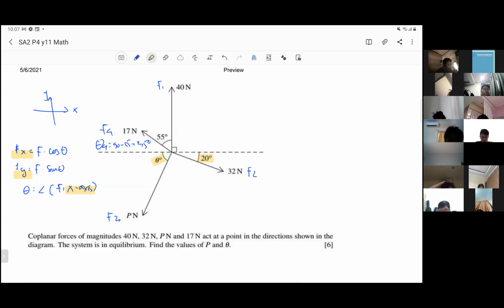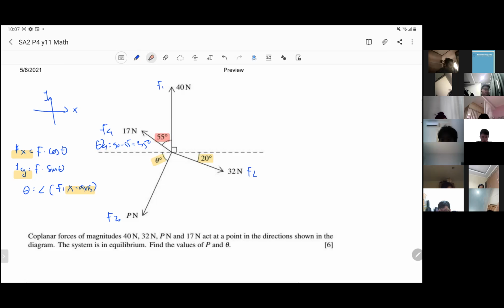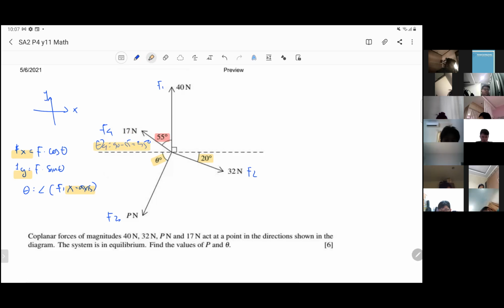Force number 4, unfortunately, we cannot use the number that's given here because it is between that force and the y-axis. We need the one from the x-axis. So we need to calculate it first. Once you have this, the next step will be to make up their components. So F1y is directly 40 N. F1x is simply 0. You can omit them, or you can write them if you want to be complete.